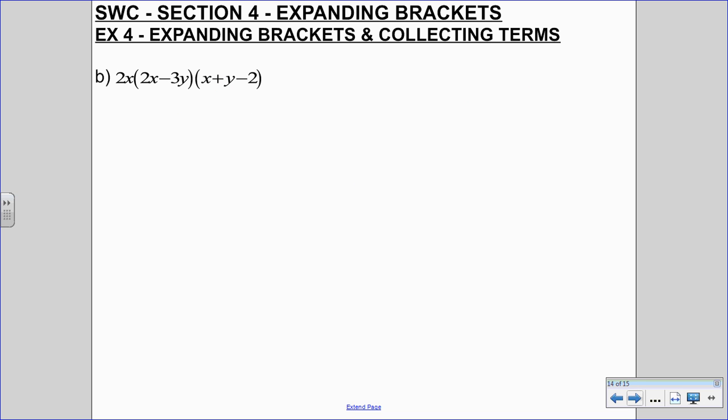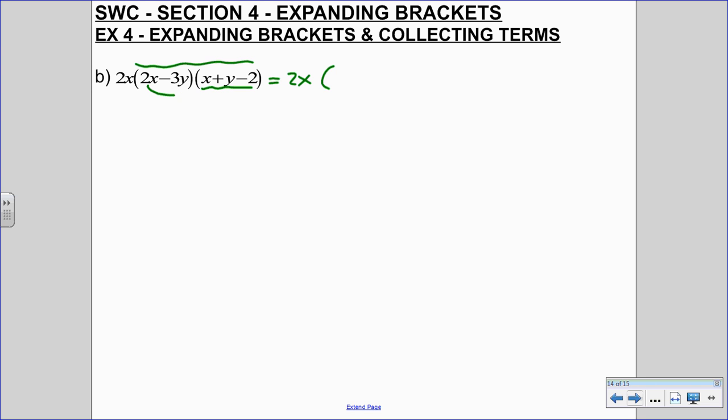Okay. Next one, this one we've got a few different letters and a bit of a nasty one here. So let's be systematic about it again. You could do this in any order you want. I think I'm just going to leave the 2x, and I'm going to deal with this section first. I like to deal with things on the right first. Okay. So let's go for it.